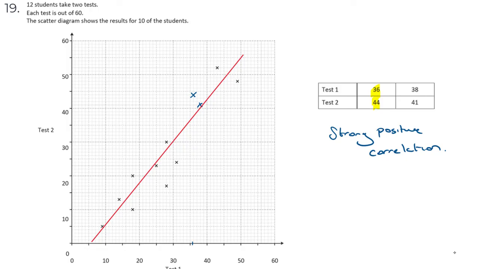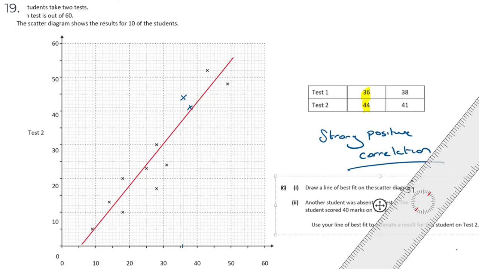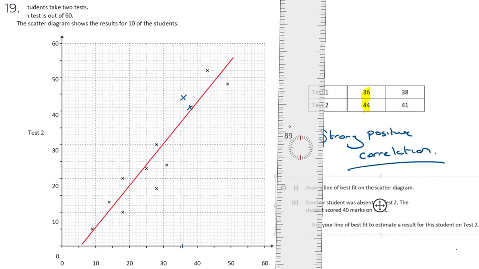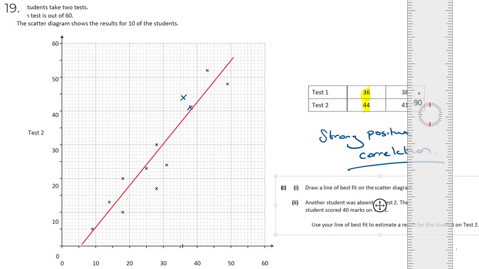Okay, strong positive correlation. Now the last part says draw a line of best fit, which I kind of already did, and it says another student was absent for test 2 and the student scored 40 marks on test 1. Use your line of best fit to estimate a result for this student on test 2. Now that's really easy to do once you've got your line of best fit drawn.